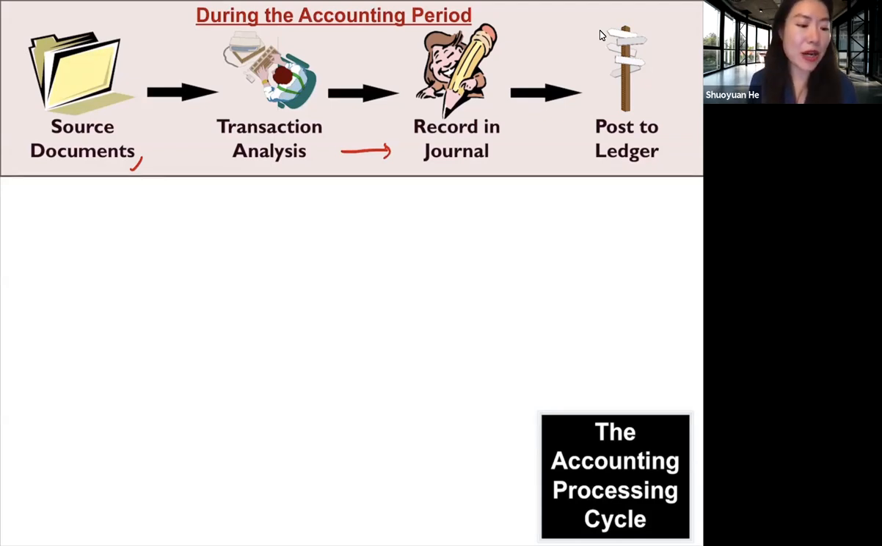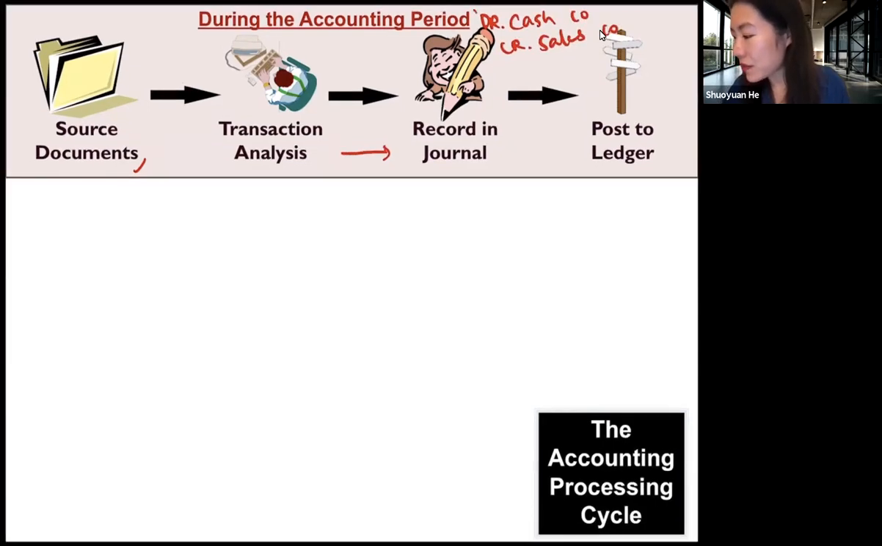So what is that journal entry? If you are in a bakery and you bought a bread using cash, the journal entry is to debit cash, credit sales, right? For example, the journal entry is to debit cash for $10, credit sales for $10. So this is called a journal entry.